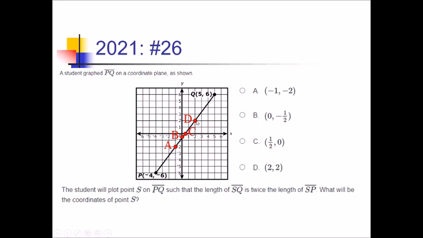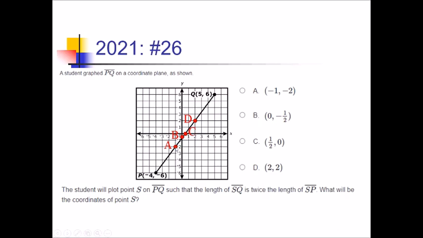So D looks like it's not going to be it at all. B and C, those both look like they're roughly halfway. Definitely not exactly halfway. They can't both be at the midpoint, but they're pretty close. So I very much doubt that the distance from B or C to Q is going to be twice what it is to P, even if it's a little bit longer.